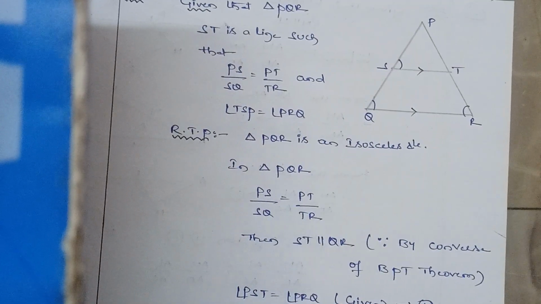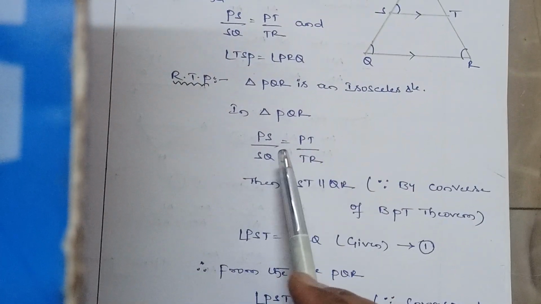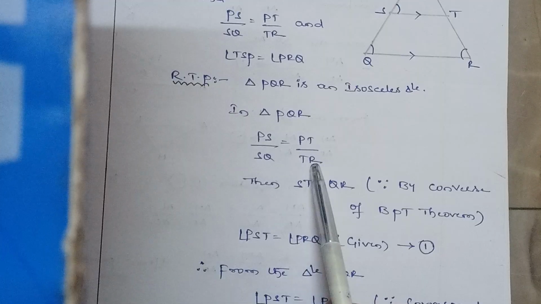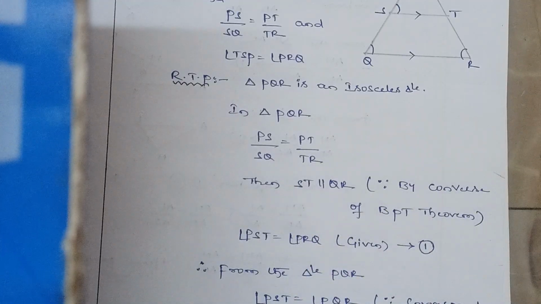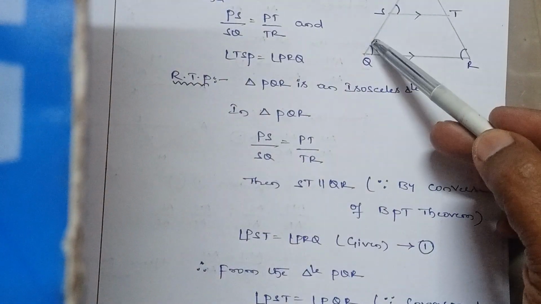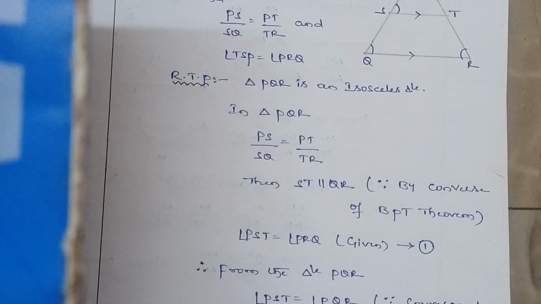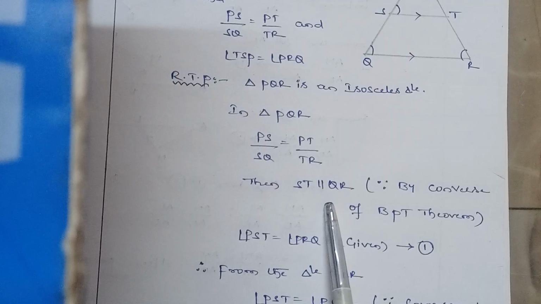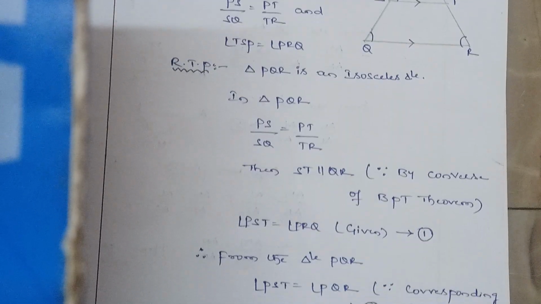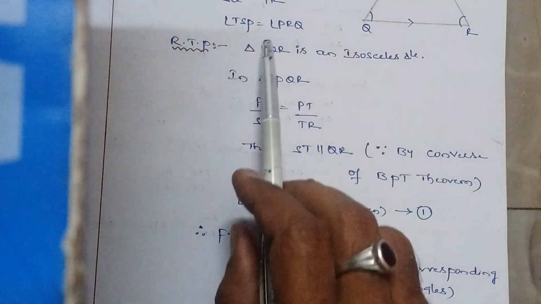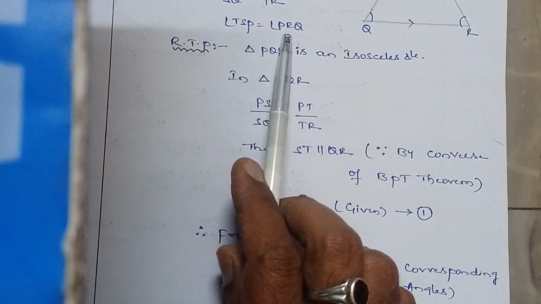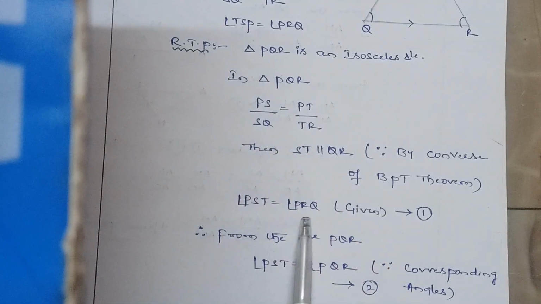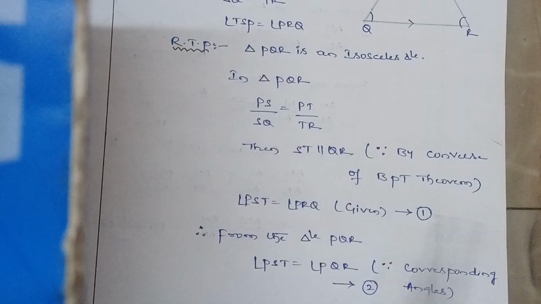From the triangle PQR, students, the ratio was given in the question itself, that is PS by SQ equals PT by TR. Therefore, the converse of BPT tells us that in a triangle, if a line divides two sides in the same ratio, then that line will be parallel to the third side. Therefore, here ST will be parallel to QR, by using the converse of BPT. And what is given in the question itself? Angle S equals angle R. Keep it as equation 1.